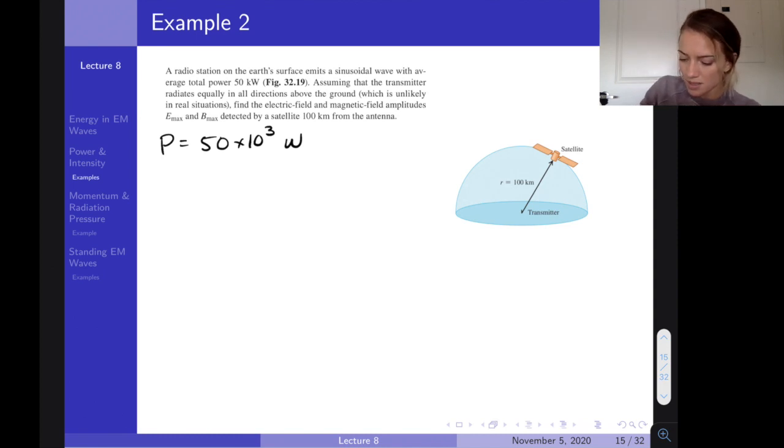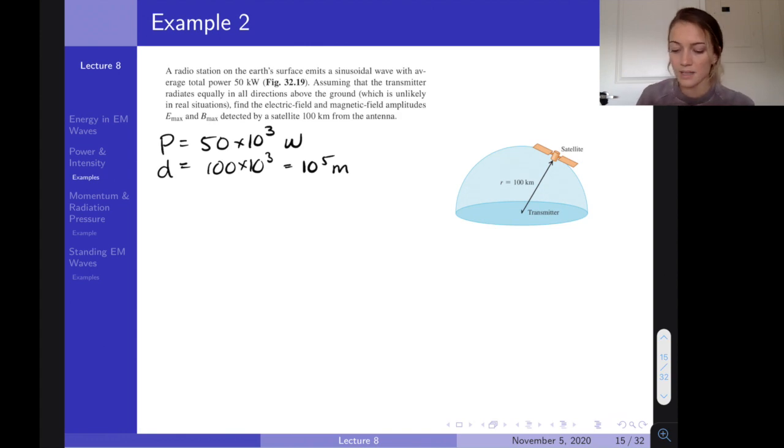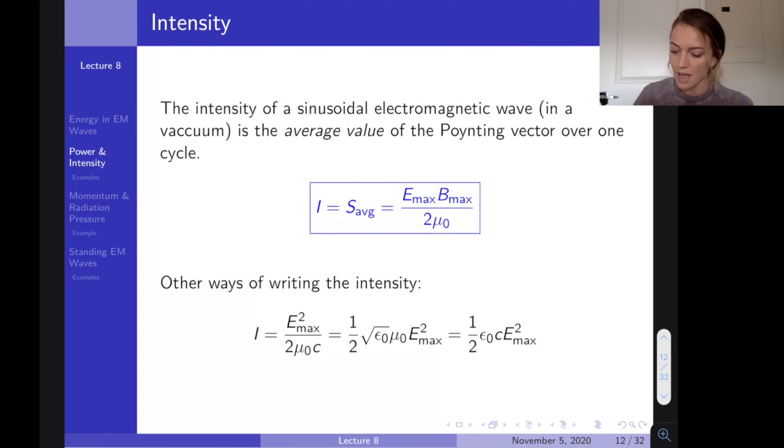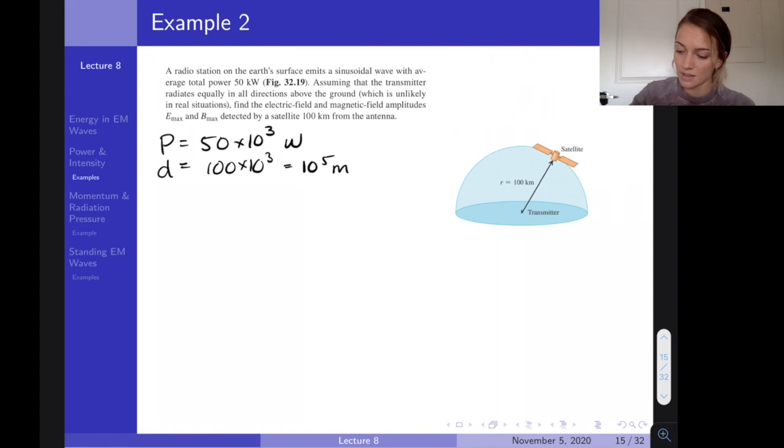And the distance we're looking at is 100 kilometers. So that's 100 times 10 to the 3, which is 10 to the 5th meters. So if we want to find Emax and Bmax, we can look back at this equation, and they give us the total average power, and we know that intensity is power divided by area. So if we have the power and we know the area, we can find S average, and if we have S average, we can find Emax and Bmax. So that's our plan of attack here.